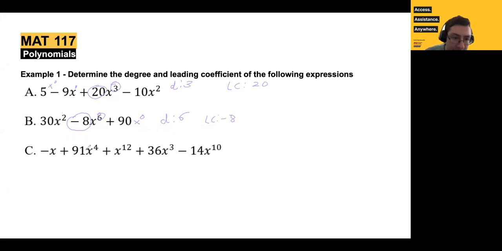Then in this longer expression, this is x to the first, x to the fourth is higher. Now 12 is the highest one, 3 is lower, and 10 is lower. So the highest we encounter is 12. And even though it looks like there's no coefficient in front of the x, it's basically a 1 there, because multiplying by 1 does nothing. So the degree is 12 and the coefficient is 1.